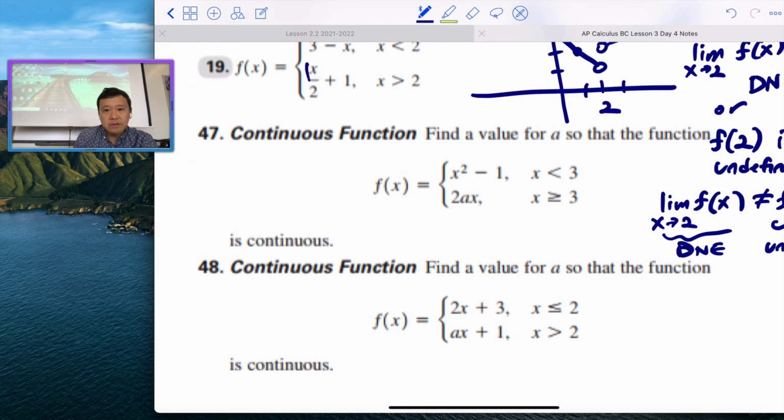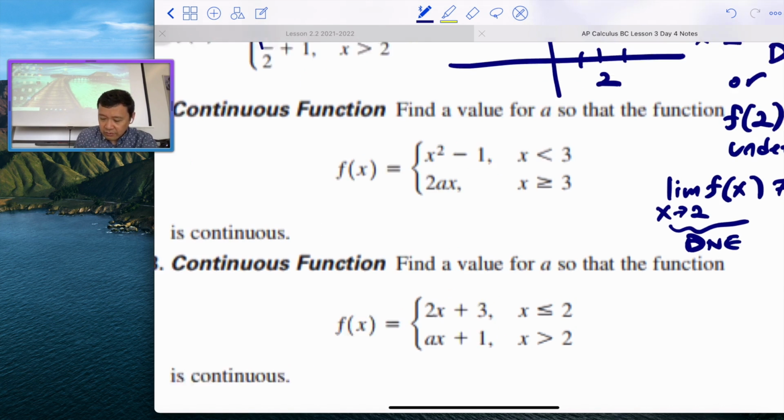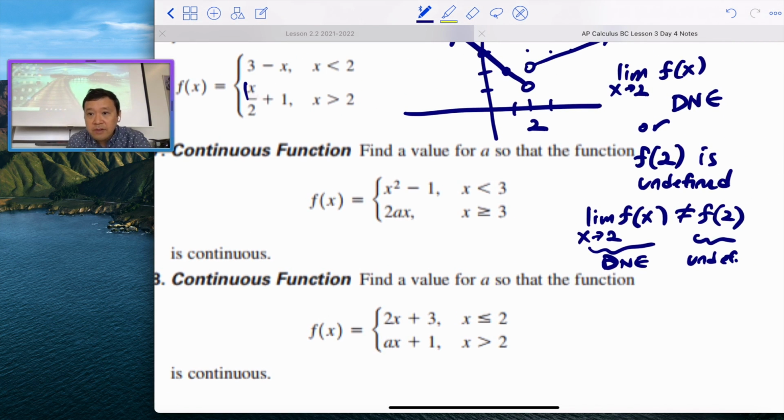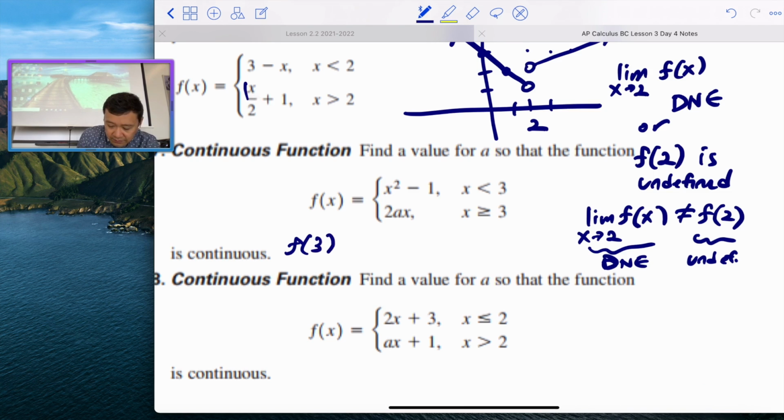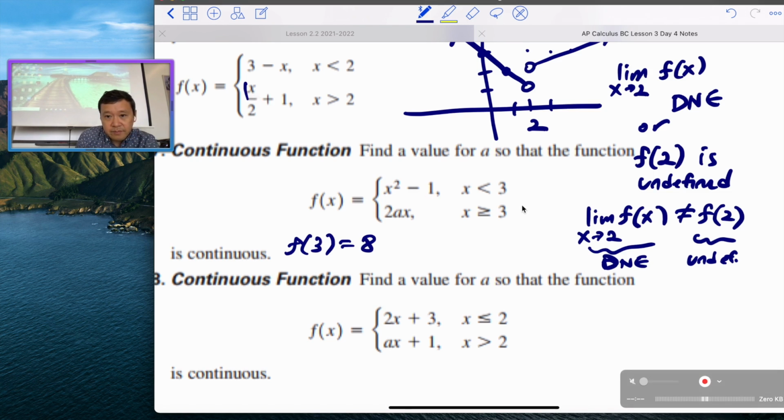Number 47, let's take a look at this one. Find the value of a so that the function becomes continuous. Okay, it looks like the problem got cut off. Find the value for a so that the function is continuous. So let's take a look at the endpoints of where they're supposed to meet. When x equals 3, you get 3 squared minus 1, which is 9 minus 1, which is 8. So we know that f of 3 is equal to 8. And when x equals 3 for the second row, 2 multiplied by a times 3 would give me 6a on the right side.